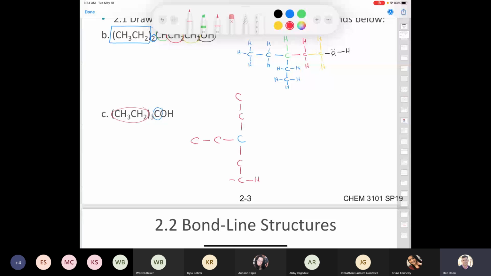Now let's fill in all the hydrogens. And I know what you might be wondering: is there a faster way to do this, Mr. Dion? Do I have to do this for the entire year? And the answer is absolutely not. There's a much faster way to draw these compounds, which is called a bond line structure, and we're going to get to that soon enough. Okay, and then next you have the oxygen and the hydrogen. So we'll put that in here. We'll put our lone pairs on our oxygen, and there you have it.